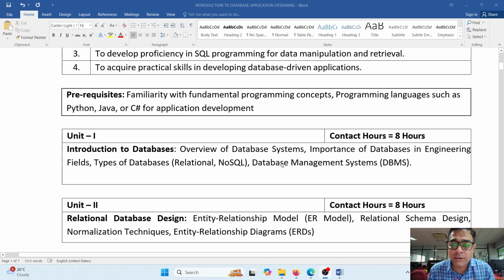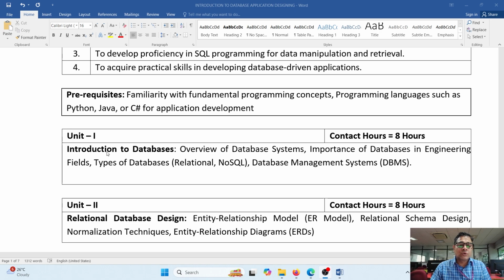So let me go through the syllabus content that you will be learning. So we have 5 units. Probably some prerequisites for this subject is you should know the basic fundamental programming concepts. C is also fine. C is also one of the basic programming languages that suffices for this. Apart from that, if you have learned Python, Java, basic Python and Java are also sufficient to take this subject.